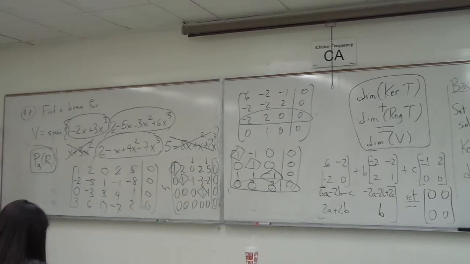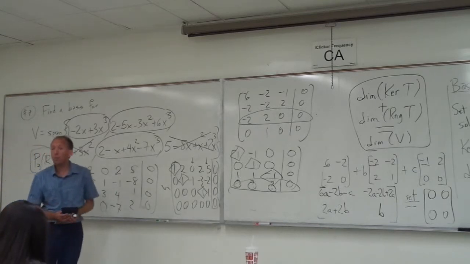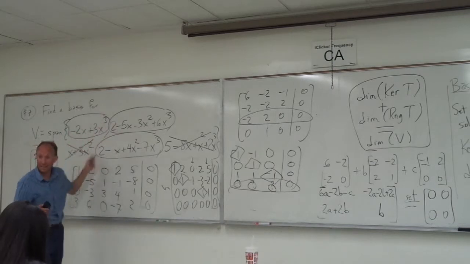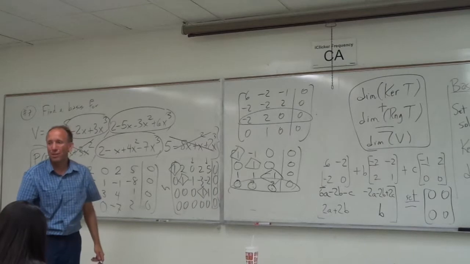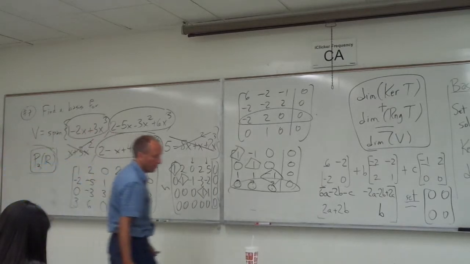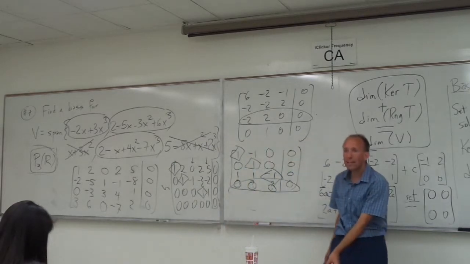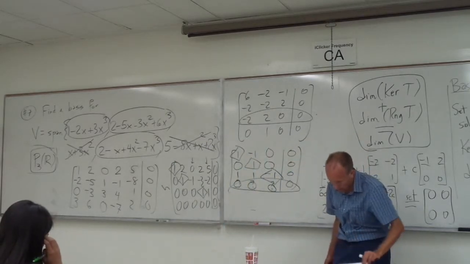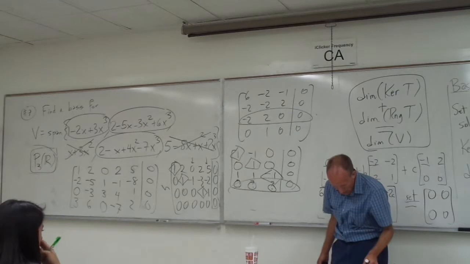So that's how you do it. You're basically taking a spanning set and throwing away dependent vectors so that you're left with a basis. Okay, so hopefully that didn't seem too bad, right? That's something that you've seen some good examples of.